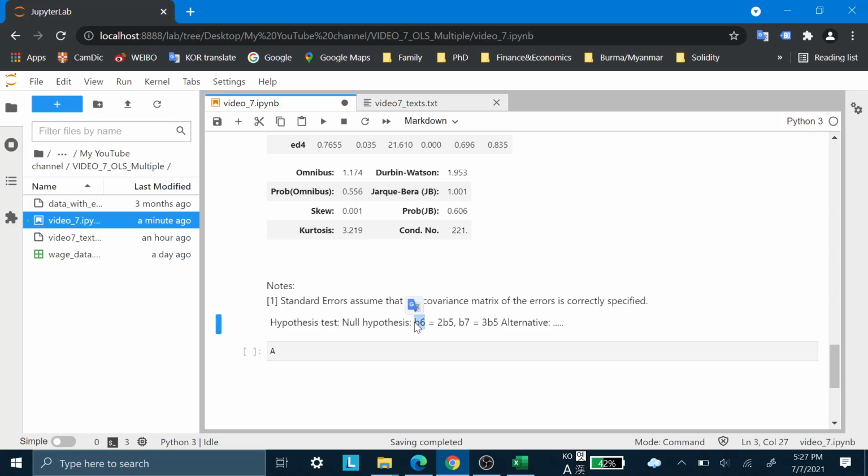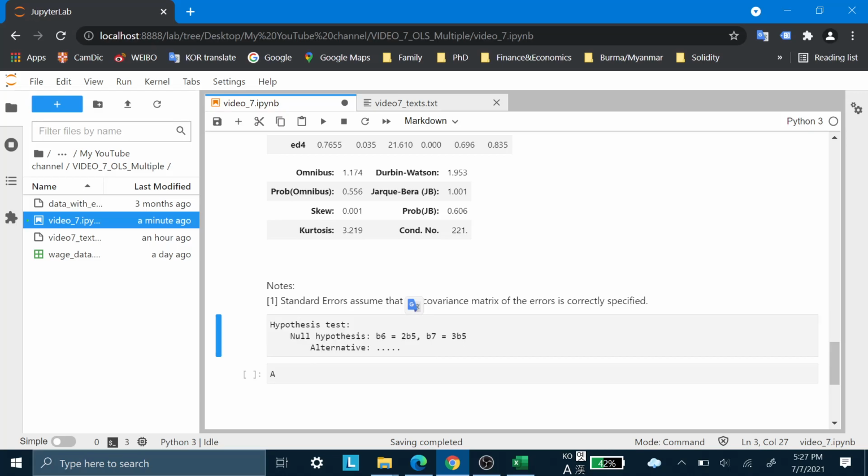Because you have two linear restrictions. You are saying that B6 should be equal to 2B5 and B7 should be equal to 3B5. This is your null hypothesis. If my F test says otherwise, then I will reject the null hypothesis.